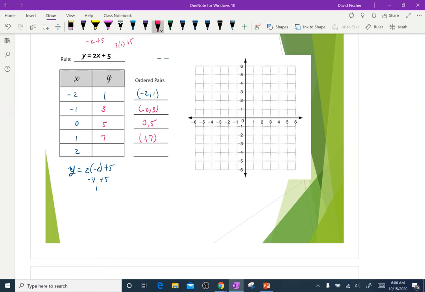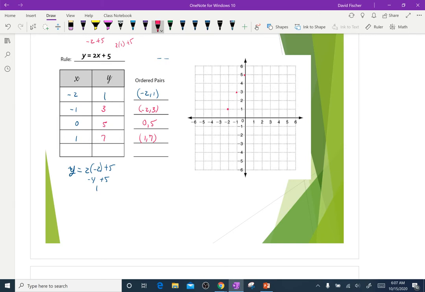Let's graph what we have so far. Sometimes we have to modify these numbers. So I have -2, 1. That's going to be right there. I have -1, 3. I have 0, 5. And my next one's 1, 7, which is off the graph. Well, I'm going to use a different number there. I'm not going to erase my work for 1, 7, but it's off my graph. So what would be another good number?